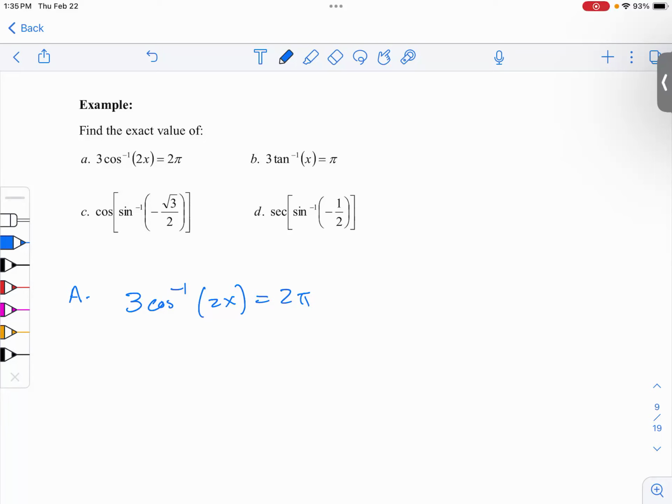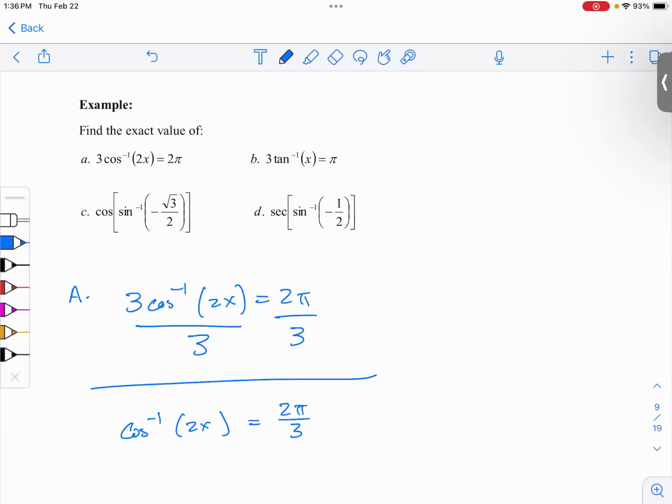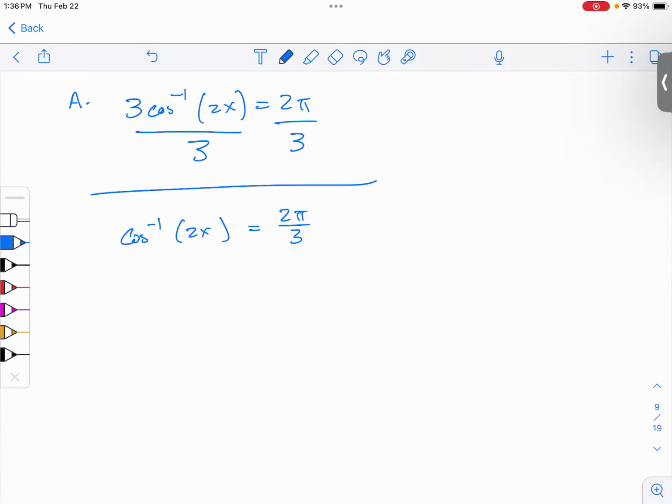So what should I do first for this problem? Move the 3, yes, okay, I thought I said multiply. No. Yes, move the 3, AKA divide the 3. So divide both sides by 3. Now I have my trigonometric function isolated. And that's basically what we do every time. Then I'm going to take the cosine of both sides.